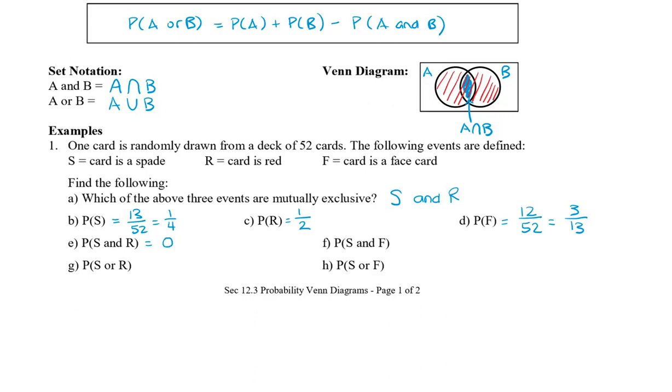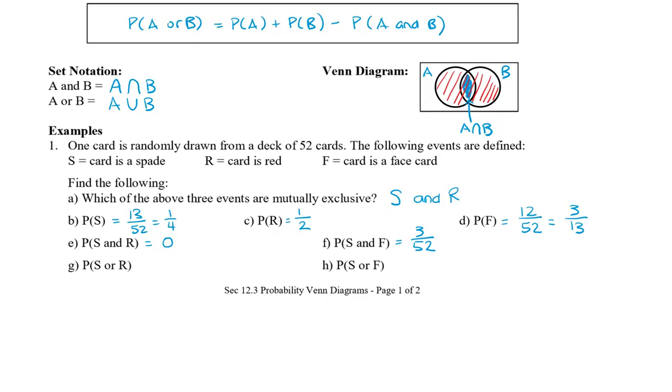Well, what about the probability of getting a spade card and a face card? Well, there are 3 spade cards that are also face cards: the Jack of Spades, the Queen of Spades, and the King of Spades. So there are 3 out of 52.